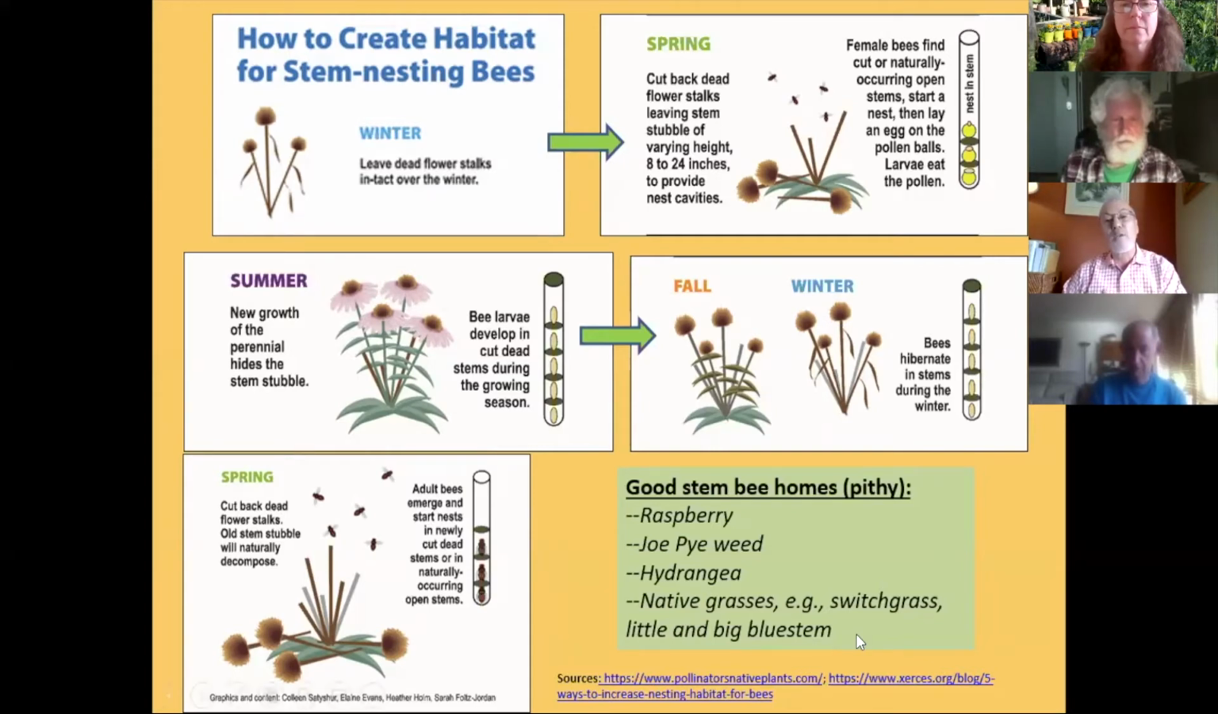And then in the fall and the winter, the bees are hibernating in the stems during the winter, and then in the spring, you'll have the adult bees emerge and the cycle begins again. Now, you may have a question about what are good stem bee homes. Which plants are best for this? They're pithy stems like raspberry, Joe Pye weed, hydrangea, and native grasses like switchgrass and little bluestem. So those are wonderful things to have in your garden if you don't already have them there.